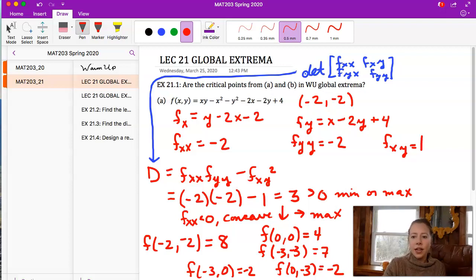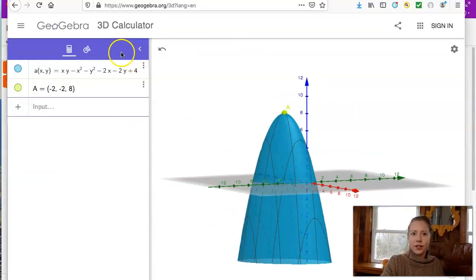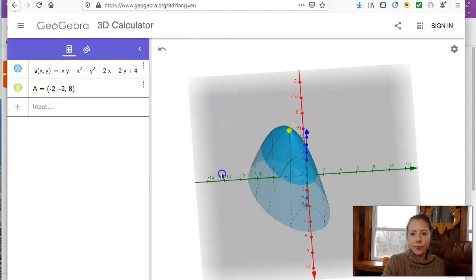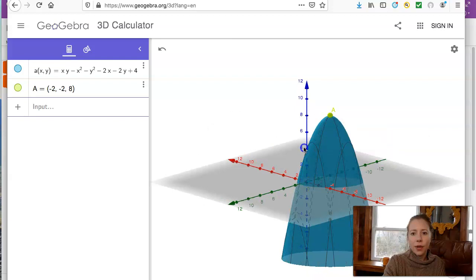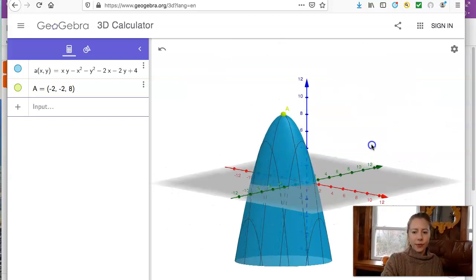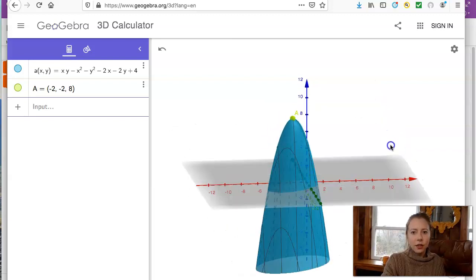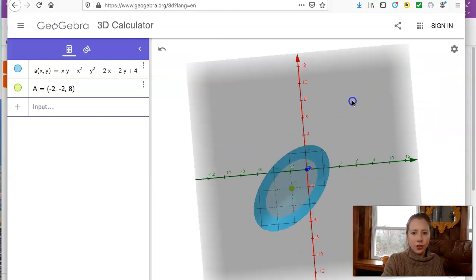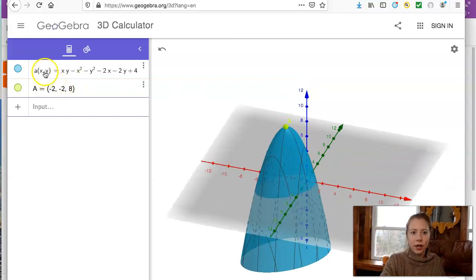And so let's just take a look at GeoGebra to see what this plot looks like. So looking here, we have our function, and oh, here we go. All right, so this point A is clearly a global maximum in this case. And just looking at the function, you should have that sense right here. Okay, let's try another.